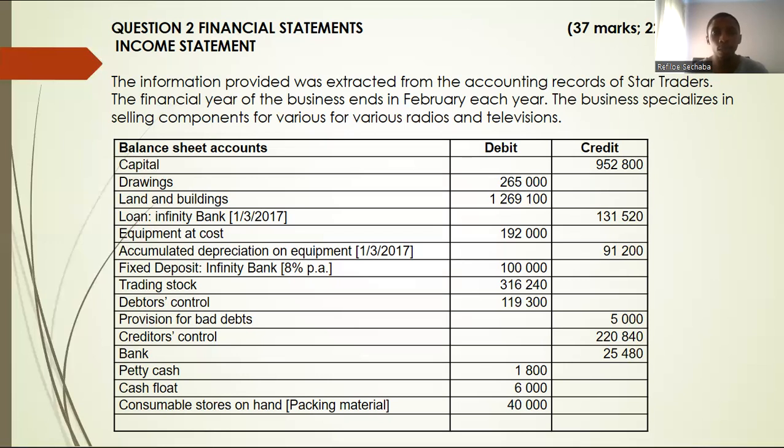the income statement. We've got equipment, depreciation will go to the income statement. We've got fixed deposits, interest on fixed deposit will go to income statement as interest income. We've got trading stock. Trading stock is 316,240, and we've got debtors control of 119,300. Provision for bad debts is 5,000. Creditors control will be 220,840. That will go to trading other payables. And we've got bank of 25,480, petty cash of 1,800, cash float, which is 600.